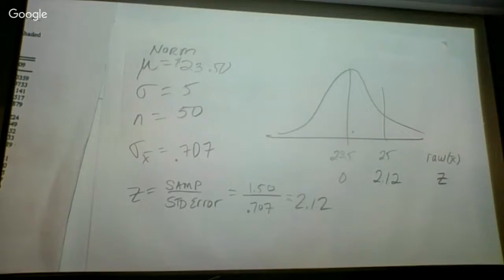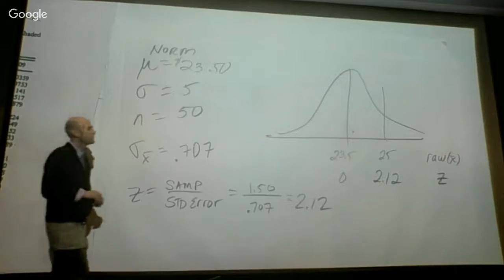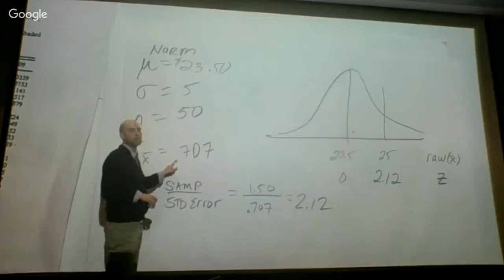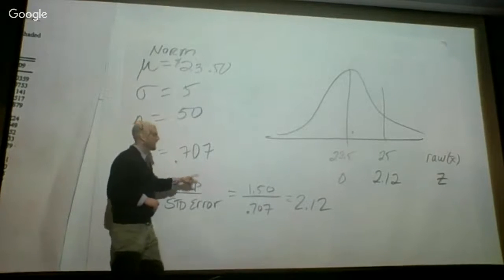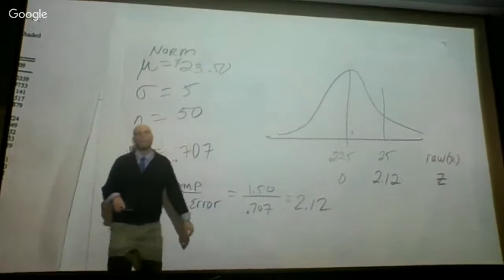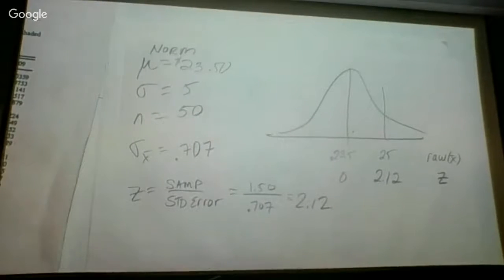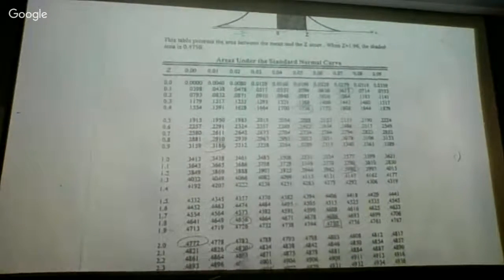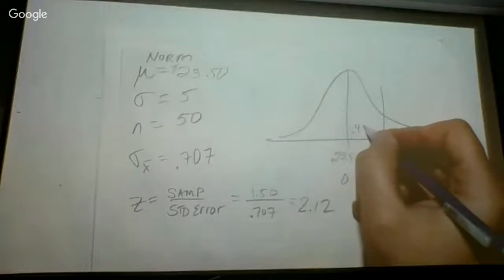I don't think so. I did 0.7. Yeah, our standard error is less than 1. And we've got a number bigger than 1 divided by less than 1. It should be bigger than that. But 2.12 is our z-score. Area 0.4830.